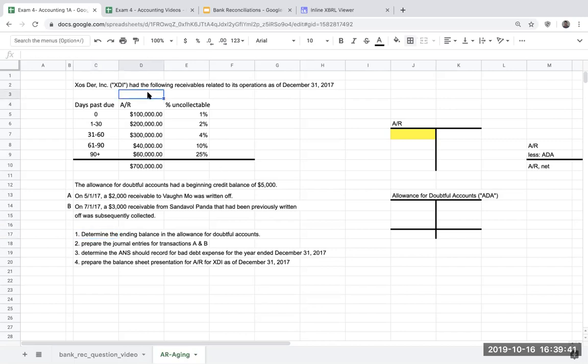The way I'm going to figure this out is I'm going to take the AR and multiply it by the percentage that is not collectible. Right here, I get 100,000 times 1%, or $1,000. It tells me that of this 200,000 of AR, 2% will not be collectible. This 300,000 here, 4% will not be collectible, or 12,000. Then over here this will be 4,000, and over here I've got 15,000. When I add up these five values, I get a total allowance for doubtful accounts ending balance.